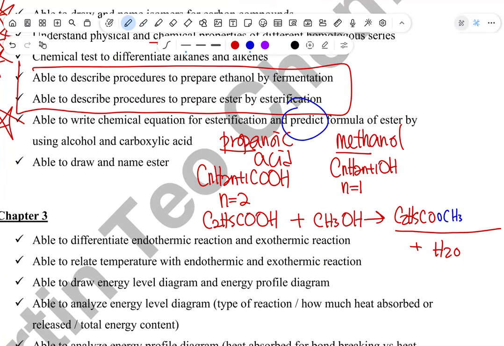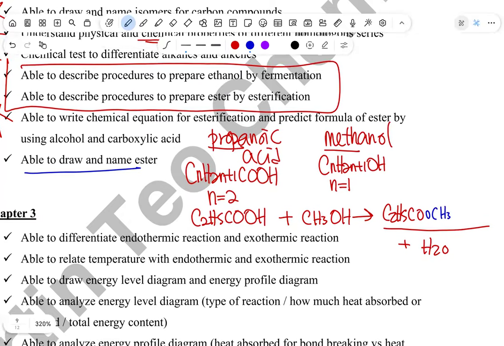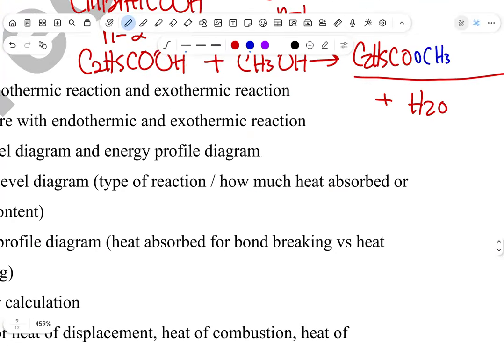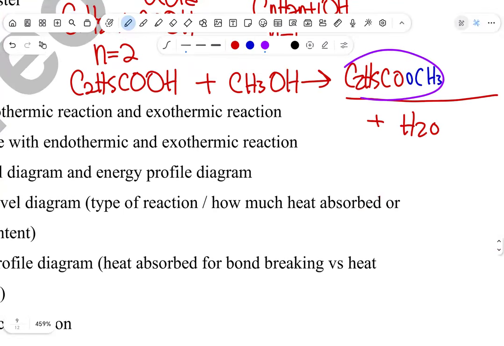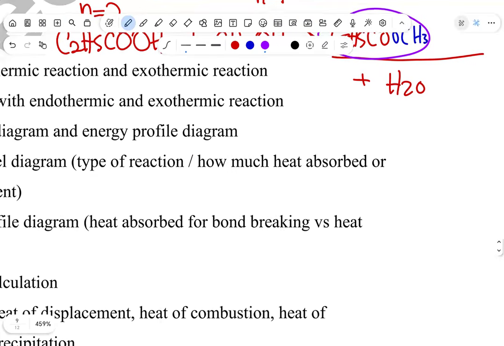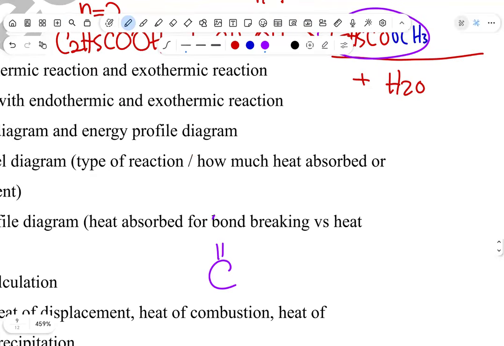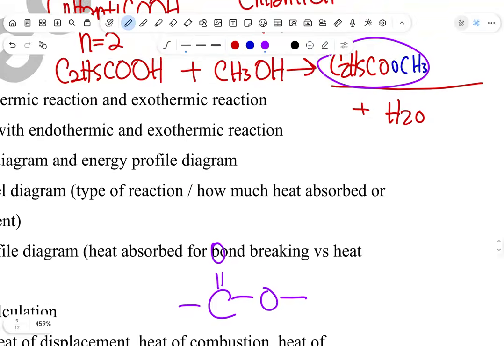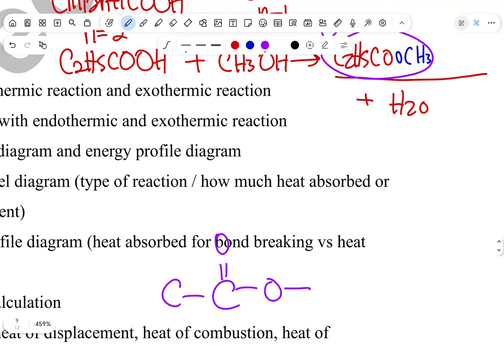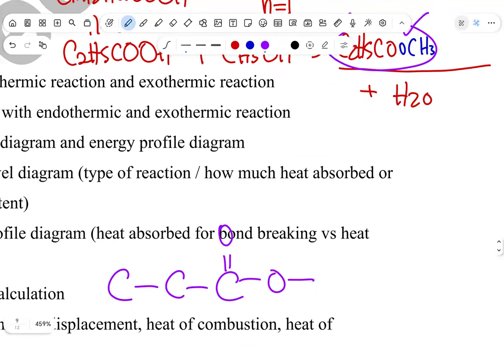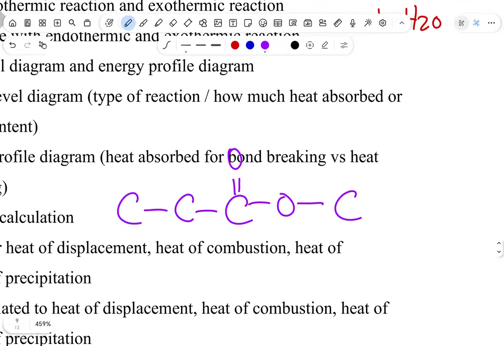Okay? So lastly, we also learned how to draw ester, how to name ester. Example, let's use this question for demonstration. How to draw this ester? Always draw ester with COO in the middle, right? Left hand side has 2 carbon, right hand side has 1 carbon. All carbon has 4 bonds, so put in hydrogen. So this is how you draw your ester.